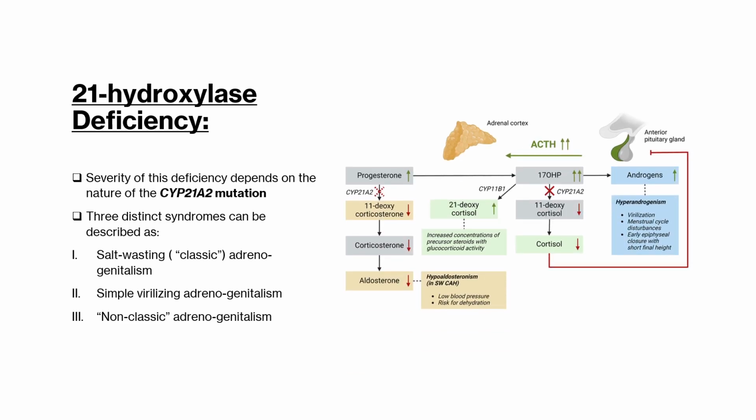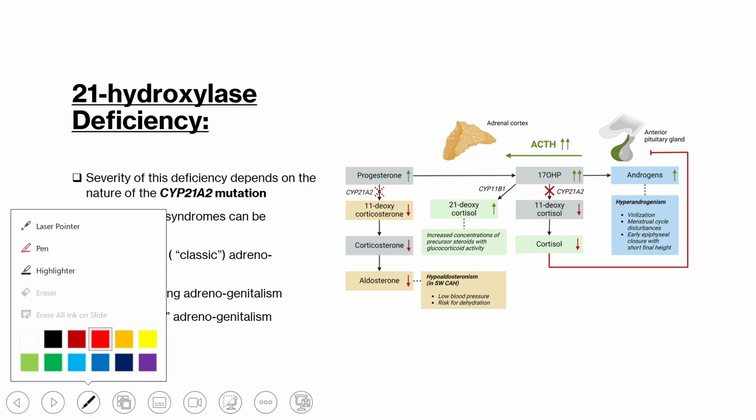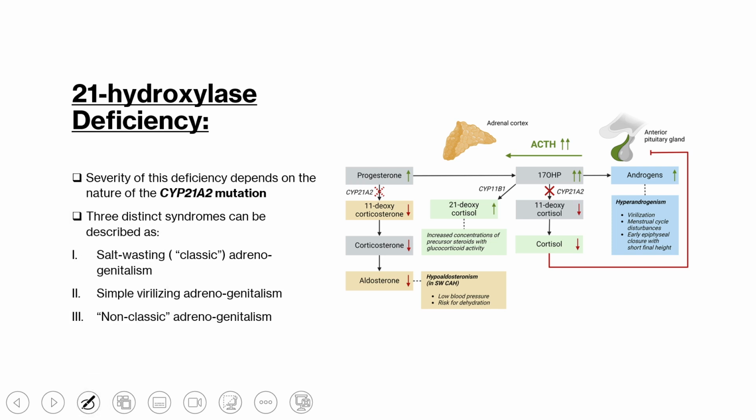Here in the figure you can see that due to the mutation of the cytochrome P21A2, progesterone cannot be converted to 11 deoxycorticosterone, and the aldosterone production or synthesis will be low. That results in salt wasting congenital adrenal hyperplasia, and there will be low blood pressure, and the risk of dehydration will be increased.